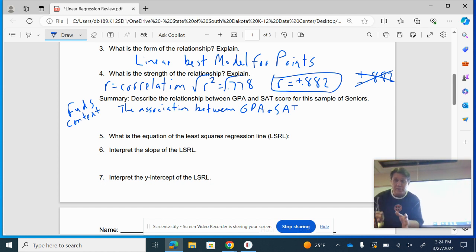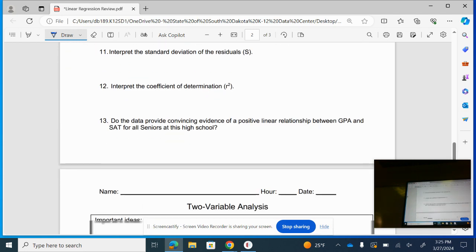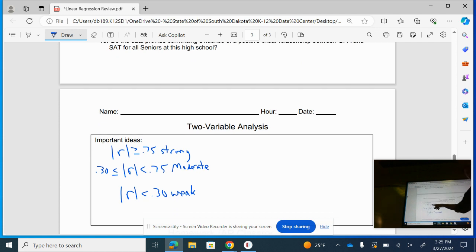So remember, do things in context. The context is always in the question. So the association between GPA and SAT is strong. And I actually didn't finish number 4. This is 0.882, which would be a strong relationship because that's above the 0.75 value that we had in there.